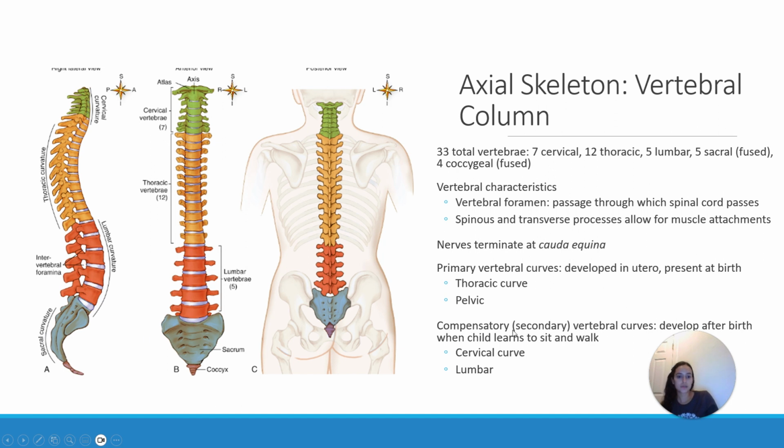And then the compensatory or secondary vertebral curves develop after birth when a child learns to sit and walk. So depending on how you learn to sit and walk, these are going to be curved. The severity of these curves is going to vary. Your cervical curve is convex in the anterior view, and so is the lumbar curvature. Again, these will depend on how you develop, how you walk, how you sit.